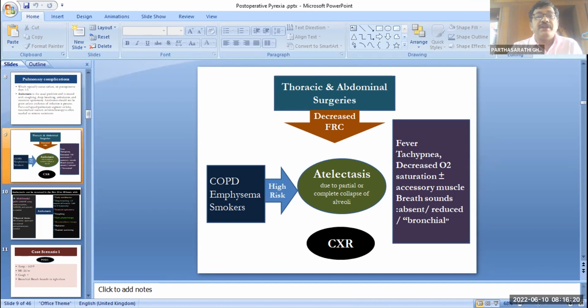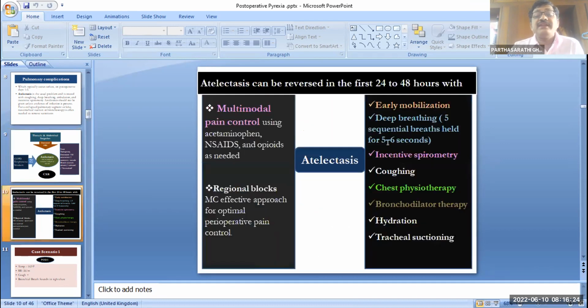Now, what is important here is that atelectasis may be reversed in the first 24 to 48 hours. Number one is to control the pain. So you have to control the pain properly. You should have asked me what the pain score of the patient is. This is number one. We have to relieve the pain.